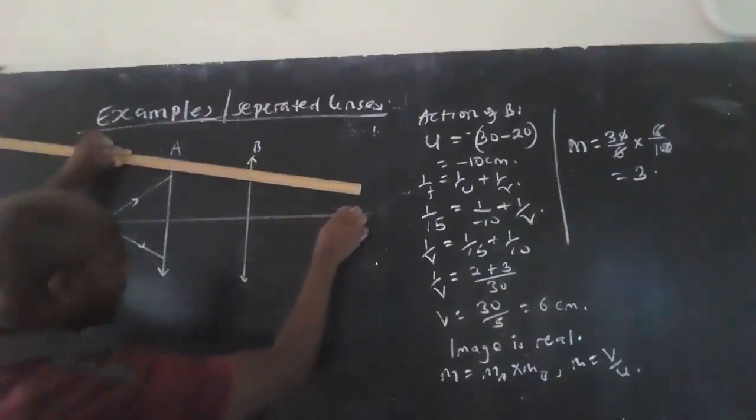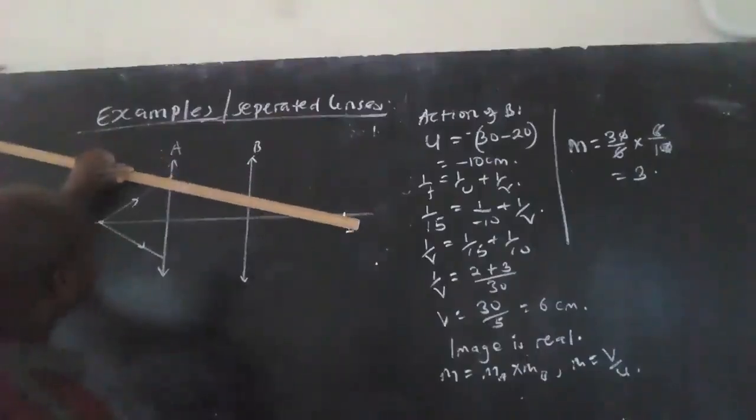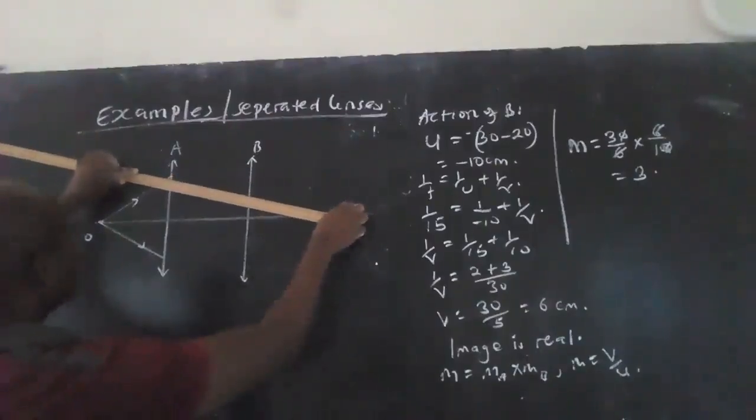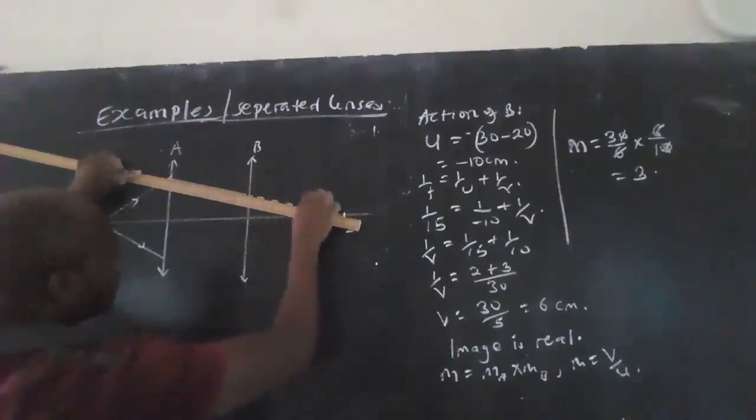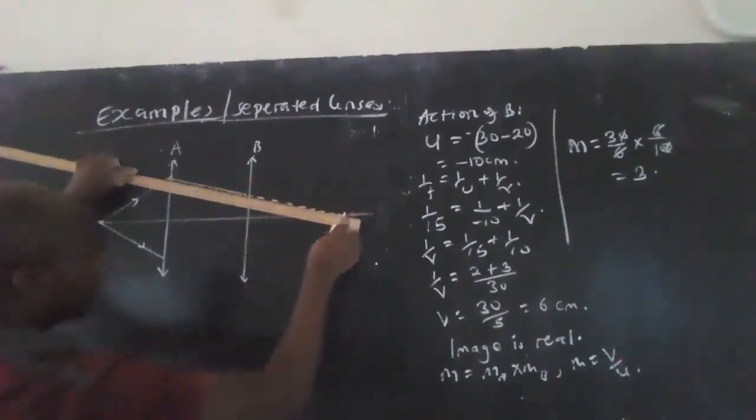The first image was here. Let us call it I prime. But since it is acting as a virtual object, we shall use dotted lines here.